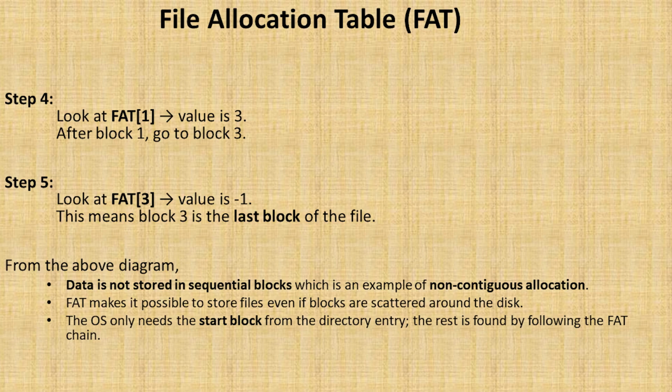From the above diagram, we can say that the data is not stored in sequential blocks; it is non-contiguous allocation. The file allocation table makes it possible to store files even if the blocks are scattered around the disk. The operating system only needs the start block from the directory entry. The rest is found by following the FAT chain.